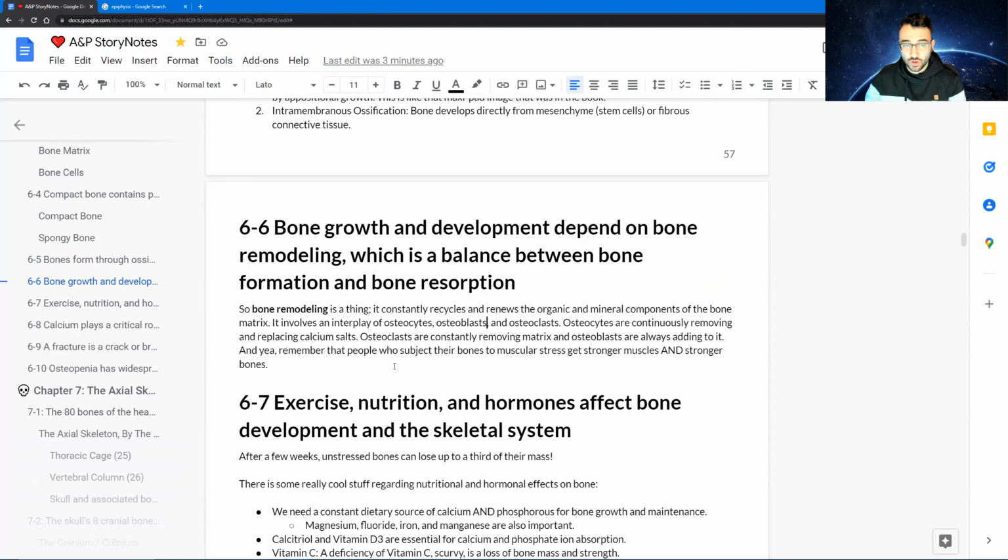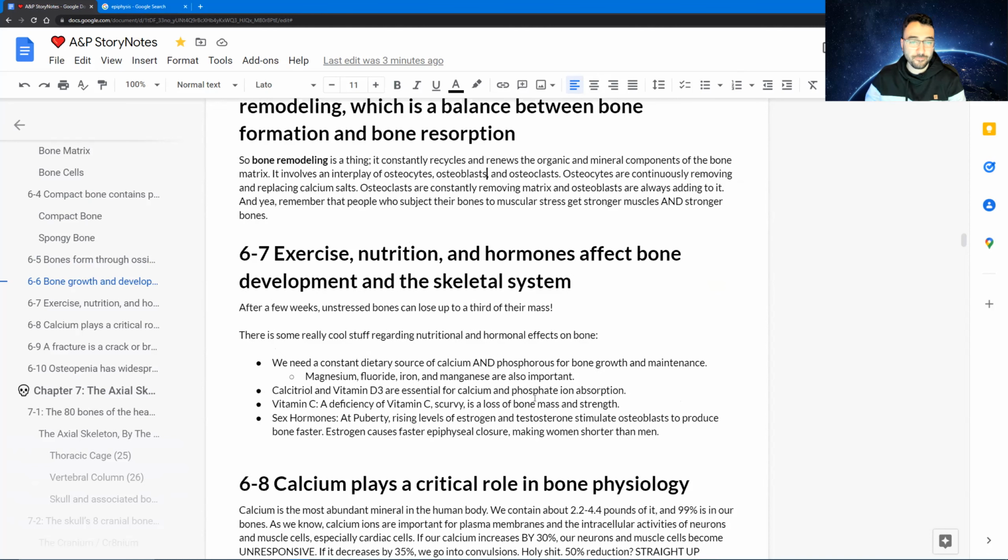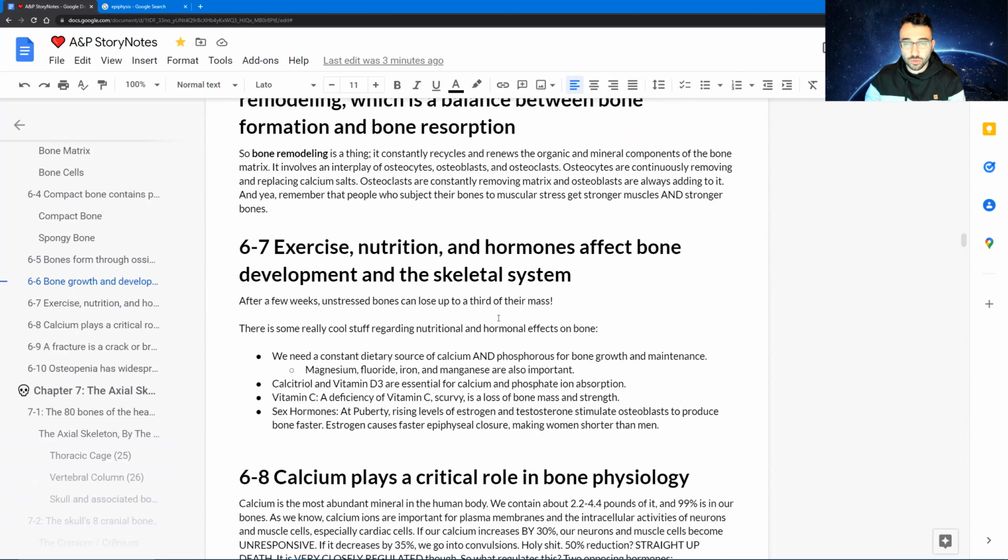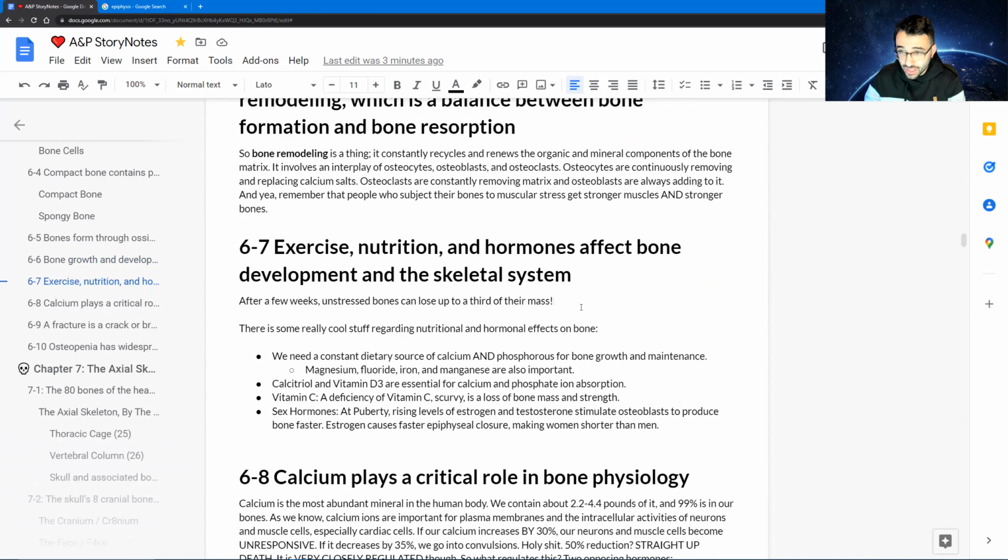All right. So people who subject their bones to muscular stress actually get stronger muscle and stronger bones. That's pretty crazy. Exercise, nutrition, and hormones affect our bone development and the skeletal system. After a few weeks, unstressed bones can lose up to 1/3 of their mass. So if you're not up and at 'em and moving, 1/3 of the mass, that's crazy.